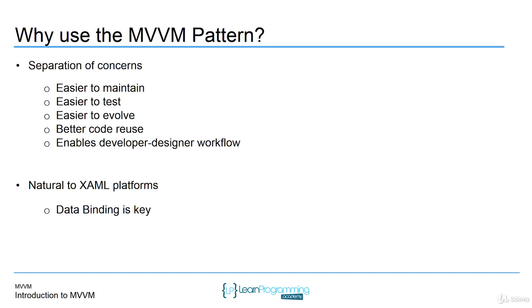So even in a Xamarin Forms application where we are reusing almost 100% of the code and the interface between Android and iOS, implementing the MVVM pattern is going to make code reuse even better. And because we are separating the model and the view model from the view, it's going to enable developer and design workflow. And since we're already using XAML, it's just natural to start using MVVM.